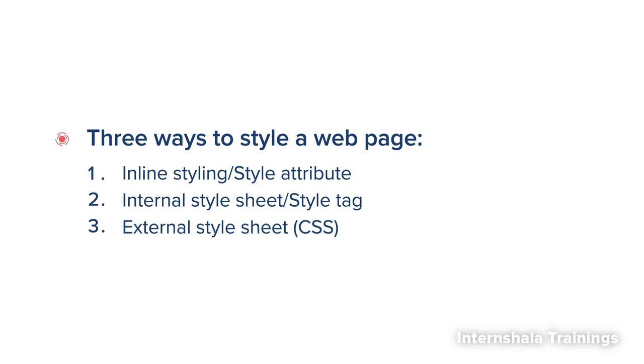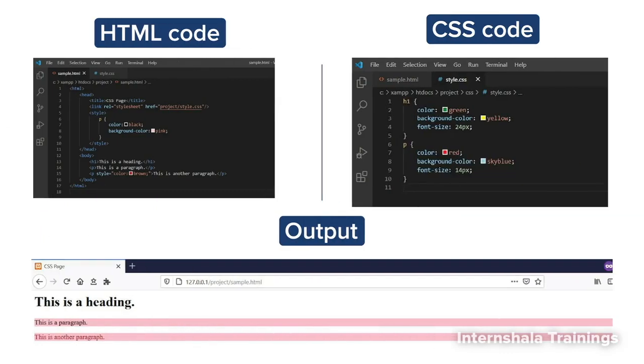Let's now see the precedence if all these styling methods are applied at once on a web page like this. That is, the order in which the styling gets executed. This is our HTML code in which we have applied all the three styling methods together, and this is the code corresponding to the external style sheet.